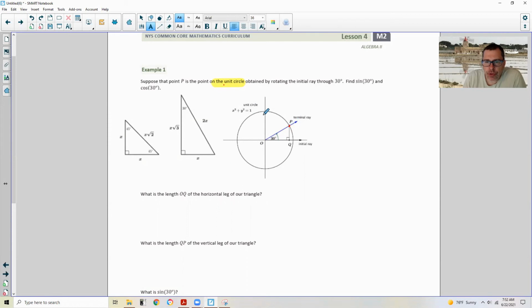Okay, so what do we know about the equation of a unit circle centered at the origin? Here is the equation of a circle, if you don't remember from last year: x minus h squared plus y minus k squared equals r squared, where h comma k is the center and r is the radius.